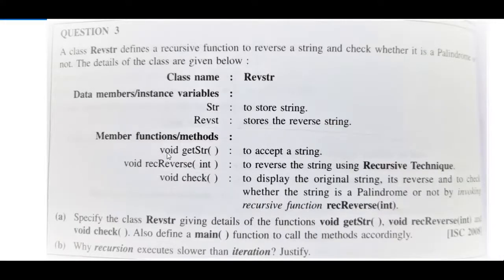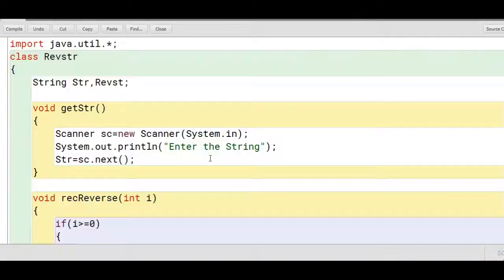Now in the member functions, the first function is void getstr to accept a string. So this is the function void getstr. In this I made an object of the Scanner class, and I have asked the user to enter the string, and I got the string stored in the variable str. Okay, this is what was said to be done in the function getstr.